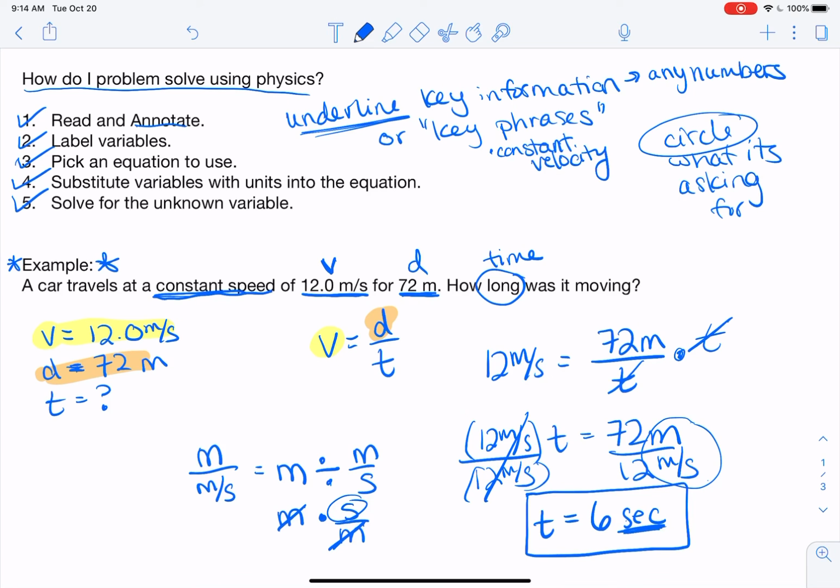I know this particular example is not super difficult. As we move forward with our physics curriculum, these problems are going to get more complicated, but I wanted to introduce the problem solving for physics for this. All right.